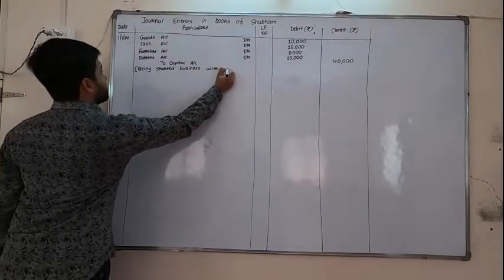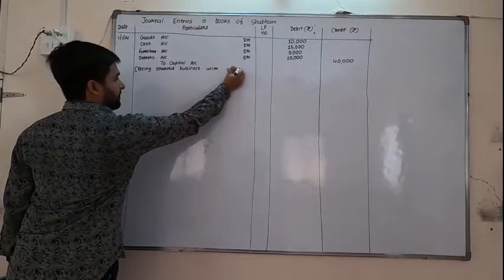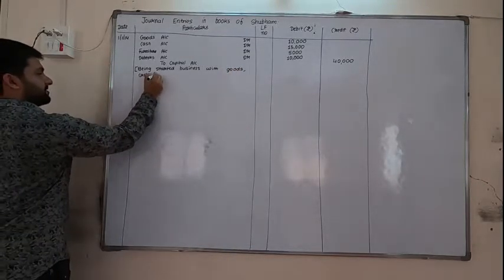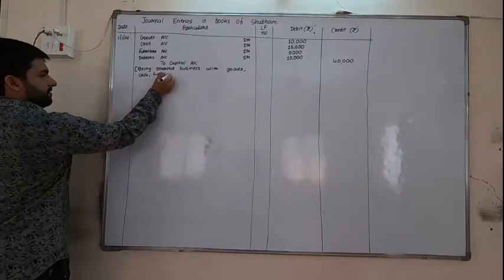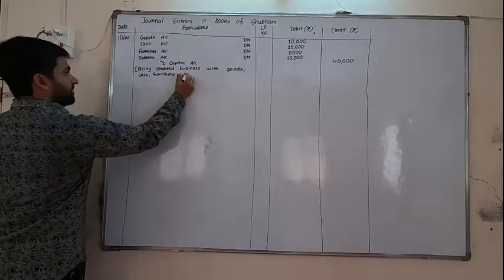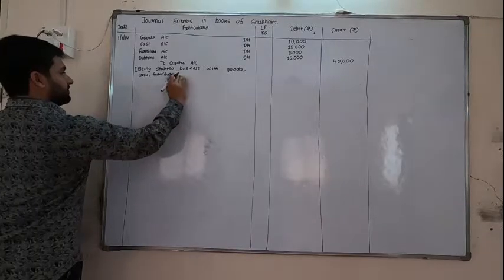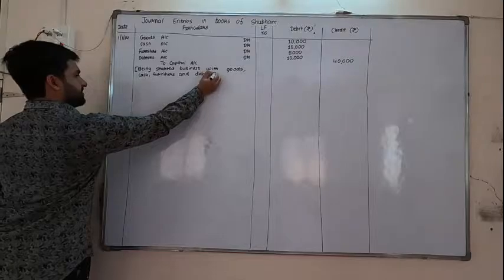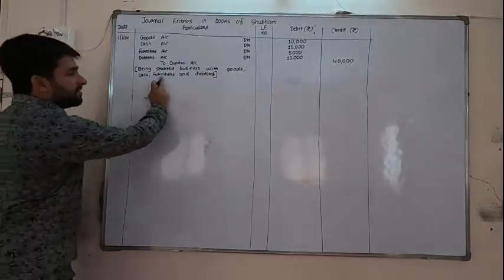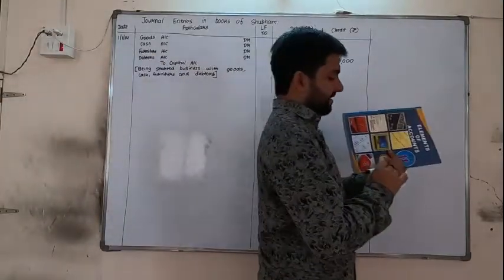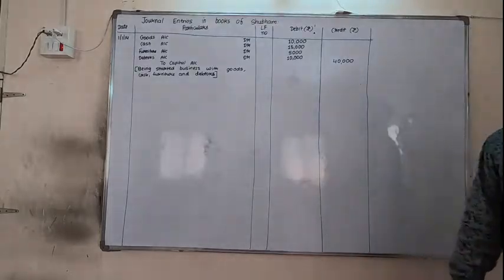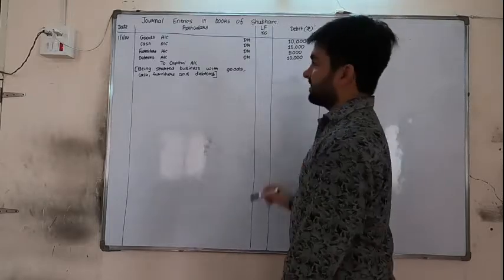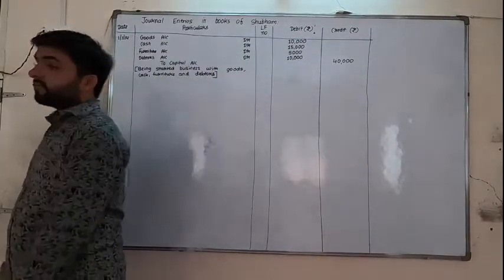Being started business with goods, cash, furniture and debtors. This is in our own words only. We have started the business by bringing cash, goods, furniture and debtors. So all these are debited and the total is credited to capital. Okay.